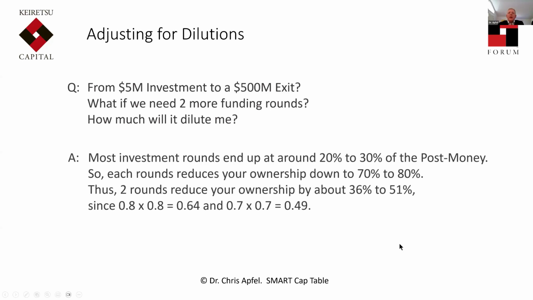And to give you a rough rule of thumb, that's how I basically calculate it. Most investment rounds end up at about 20 to 30% of the post-money to give up. And that means it reduces your ownership down to 70 to 80%. And if you do this twice, you have your ownership reduced by about 36 to 51%. So as a rule of thumb, if a company needs, let's say, 2 funding rounds, I usually think about a 50% dilution in terms of ownership.